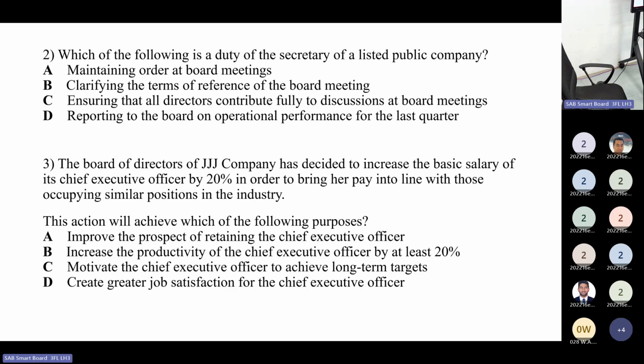The board of directors of JJJ company has decided to increase the basic salary of its chief executive officer by 20% in order to bring her pay into line with those occupying similar positions in the industry. This action will achieve which of the following purposes?